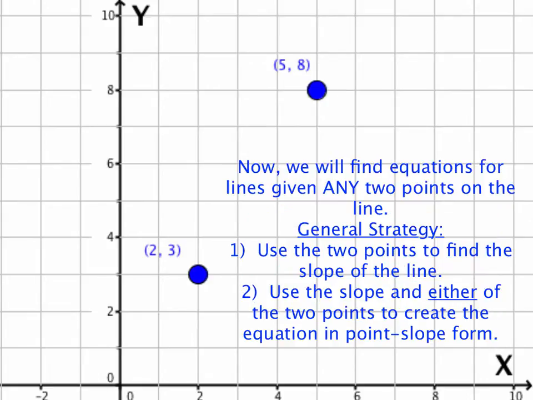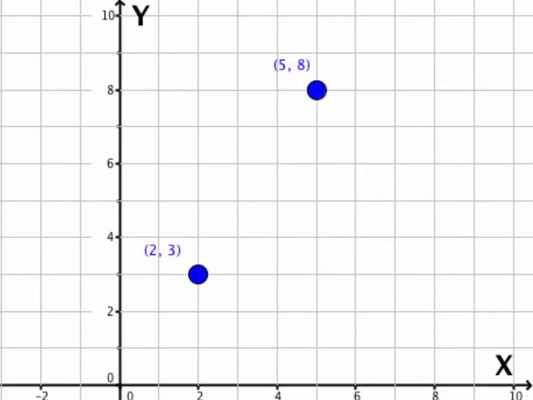Now we're going to explore how to find the equation of a line given any 2 points on the line. And here's what our general strategy is going to be. First, use the 2 points to determine the slope of the line. Then, use that slope and either of the 2 points to create a point-slope equation for that line. So let's do an example. Let's find the equation of the line containing the points (2, 3) and (5, 8).